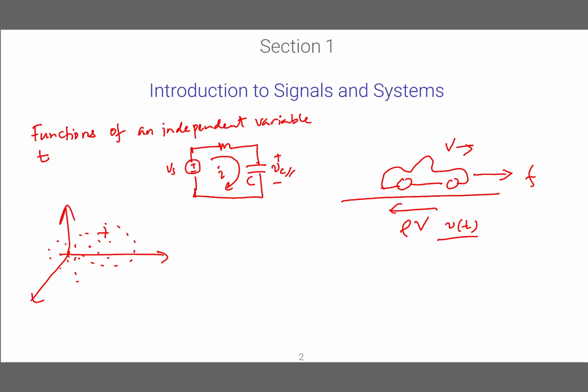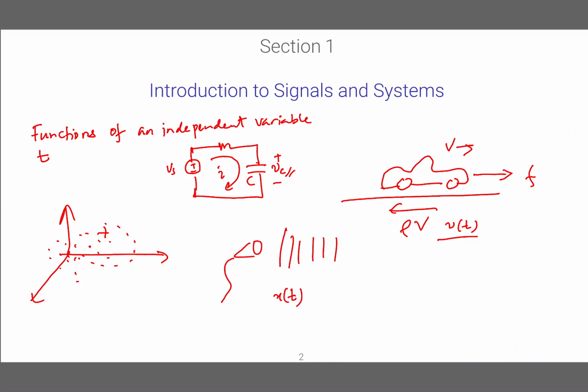So once again, if you take a microphone and this microphone receives sound pressure and then it converts it to an electrical current, and that is a function of a single variable time. So all these are signals. Now these are actually called continuous time signals. So we will look at discrete time signals also.